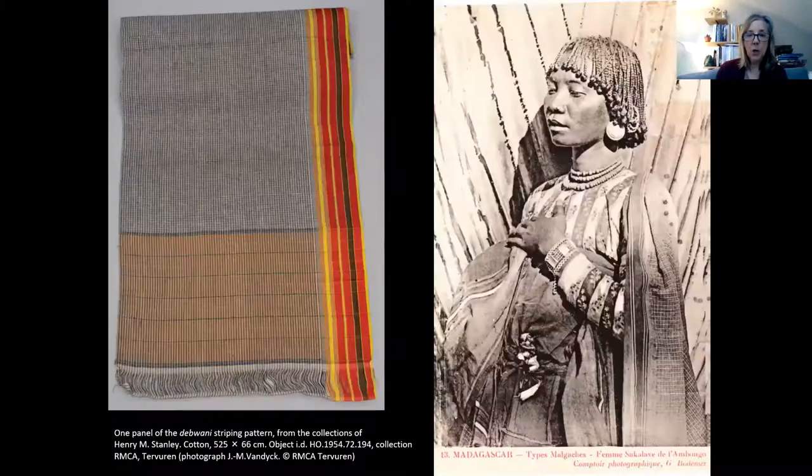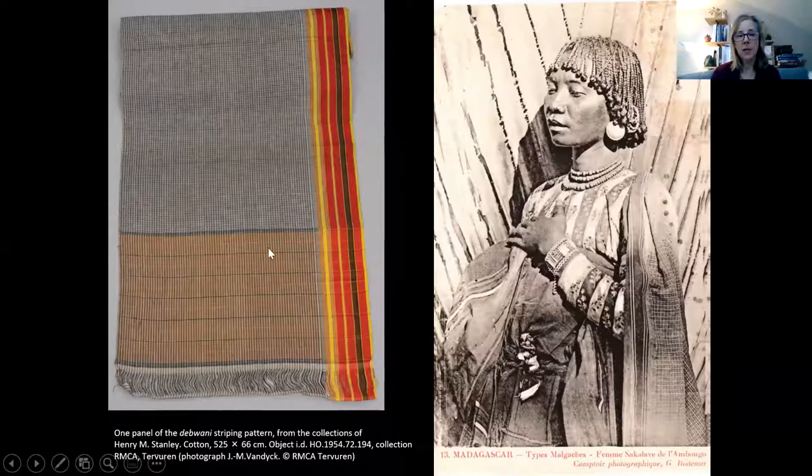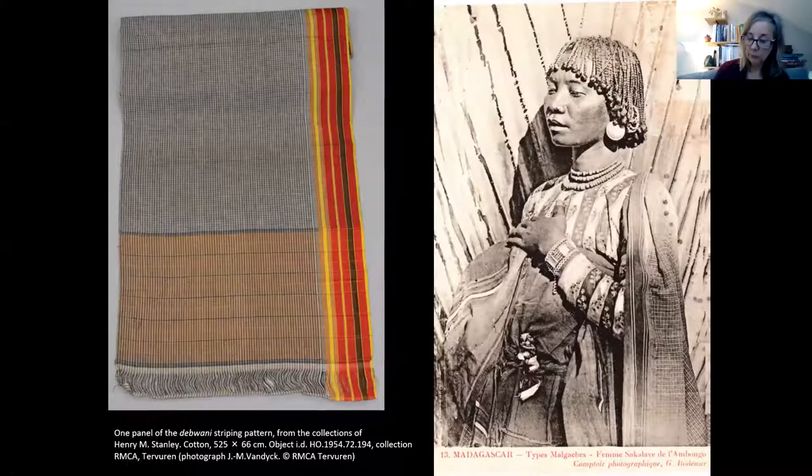But Omani weavers also made cloths just for export to Africa. So they were producing for niche markets. That includes the Debwani, which you see here. And it is distinctive for these blue and white stripes, and also these tan stripes that are made of Oman's naturally brown cotton.